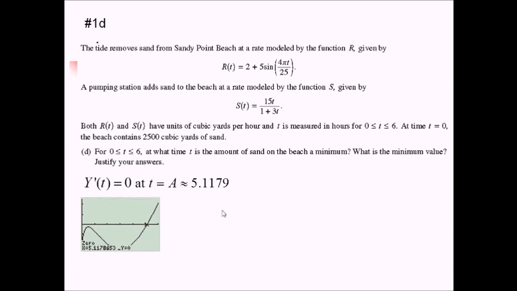All right, so let's start with y of 0. Well, y of 0 we don't need to do any fancy math for. The beach started with 2,500 cubic yards of sand, so y of 0 is 2,500. Great. Now let's do y of a.